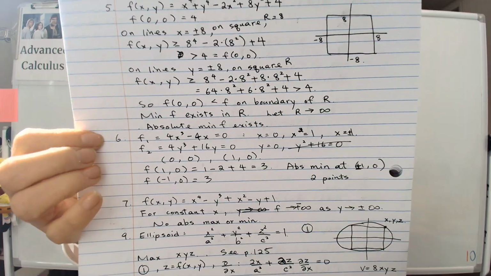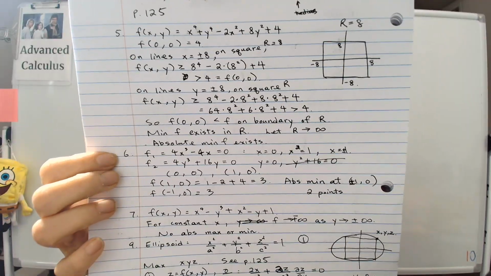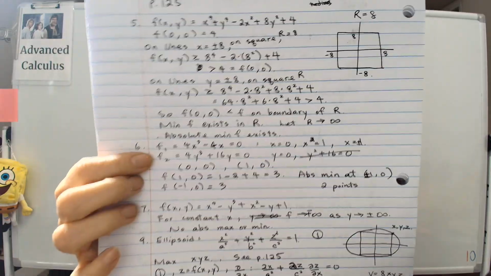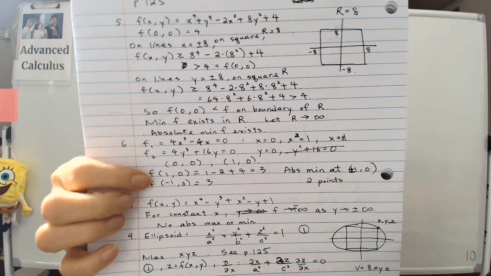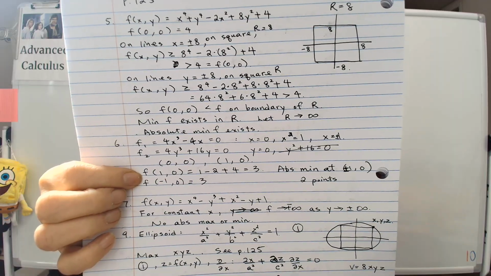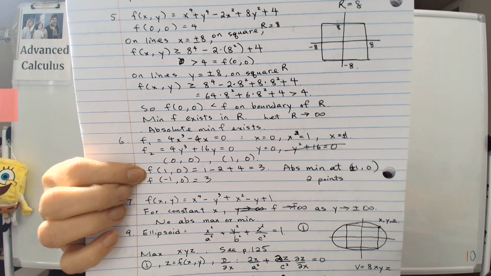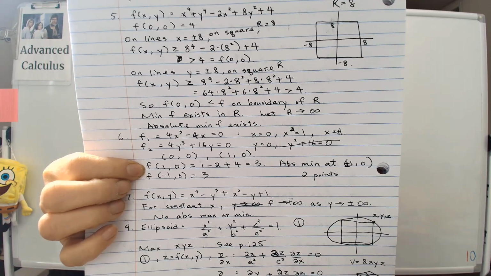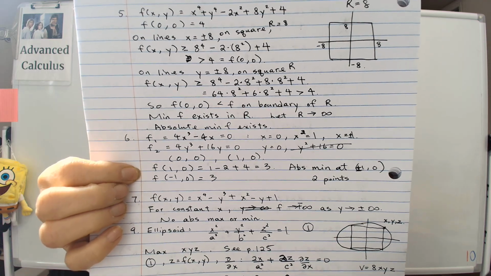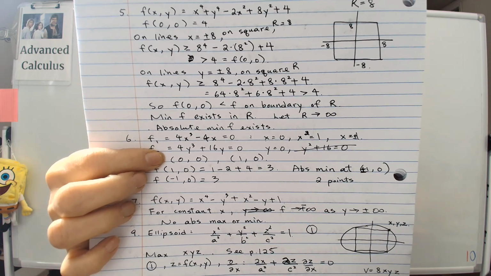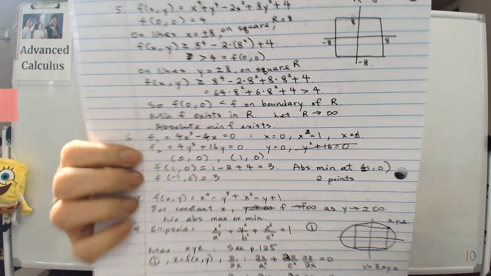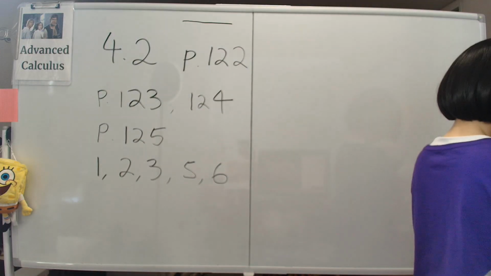Problem 6, we need to calculate the absolute minimum, which is pretty easy to do for this function. Let's see. Yeah, so after some cranking, we calculate that the absolute min exists at plus or minus 1 and 0, which is two separate points, okay? And then 0, 0 is sort of a little max, but it's not a min. And so that's about it.